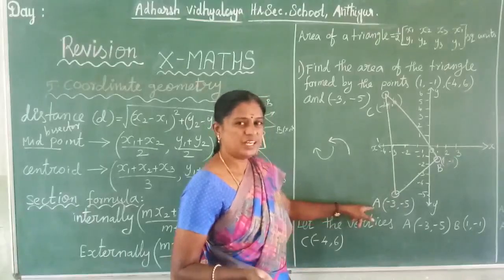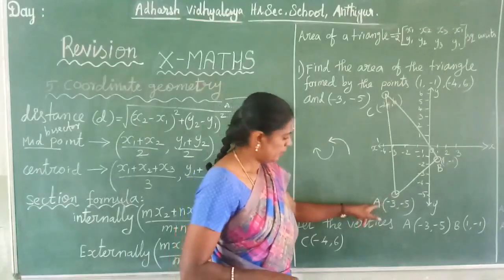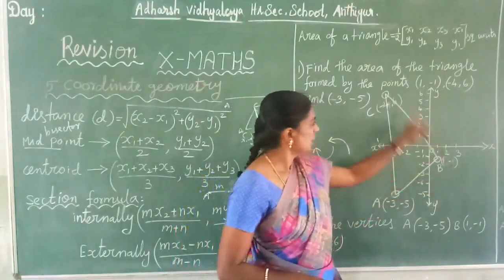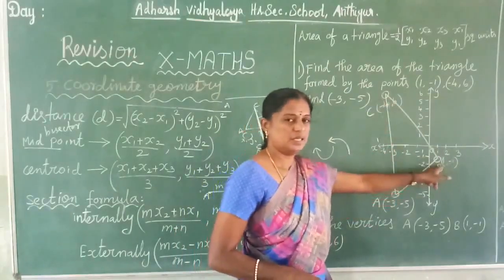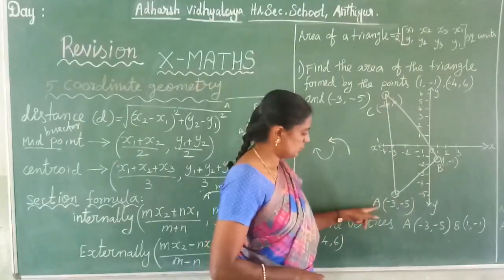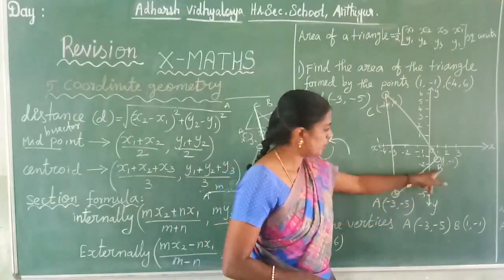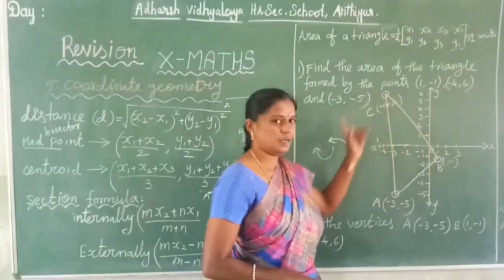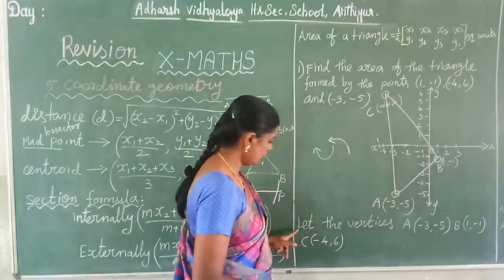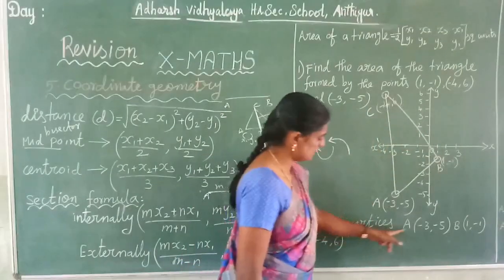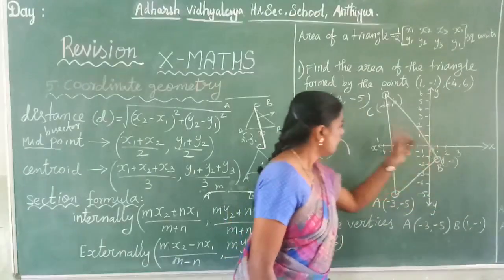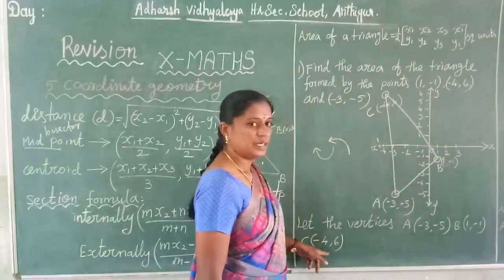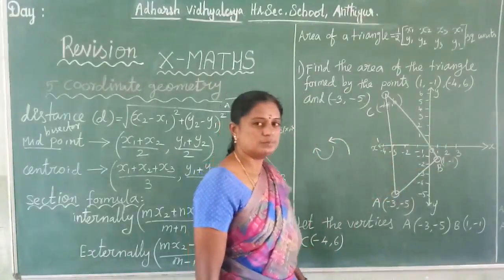The first point you select can be any point, that is your wish. Suppose here A, then B, C. So now I choose this point as A, then B, C. That is the anti-clockwise direction. Next, let the vertices be A, B and C; write which is A, which is B and which is C. Next, apply the formula.